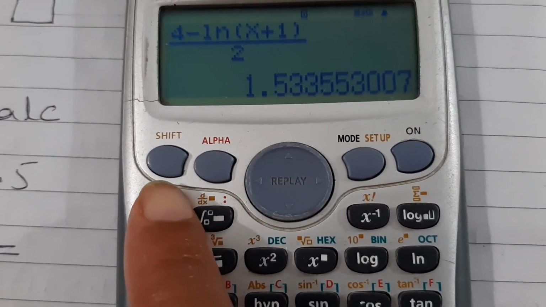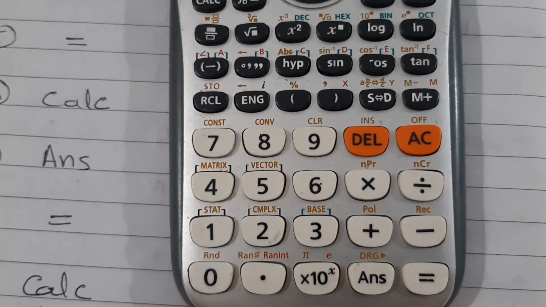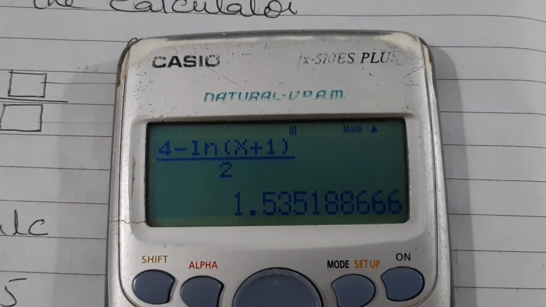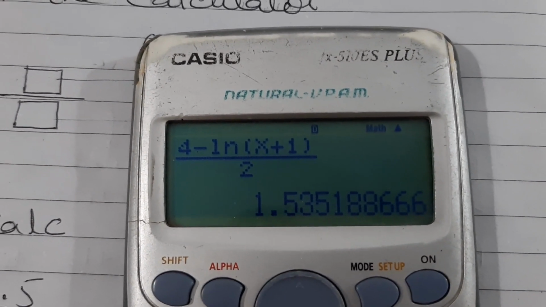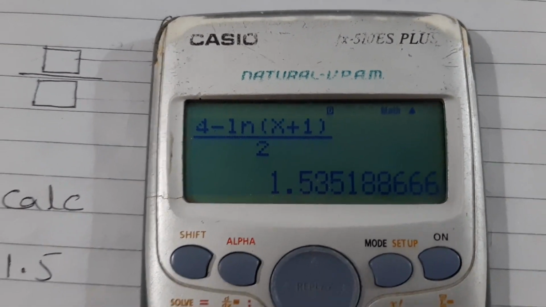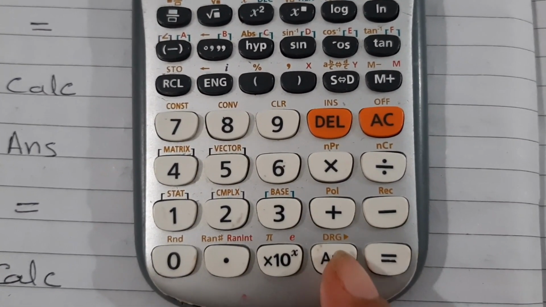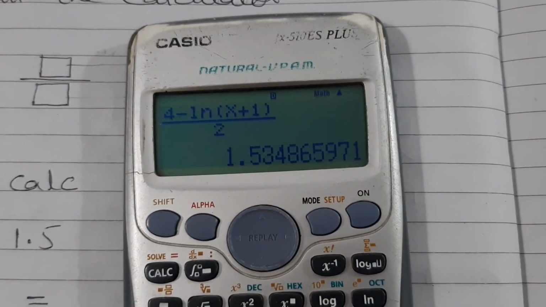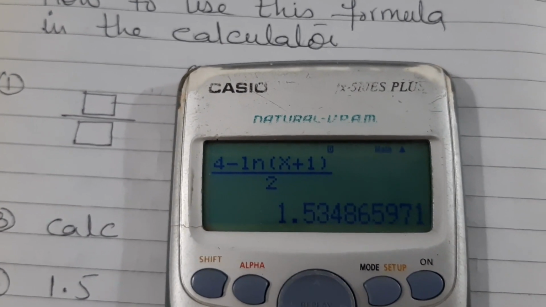So now I will press CALC again, then Answer and then equals to, and it is giving me the value of the third iteration, right? Now, the value of x for the fourth one. So I will again press CALC, Answer, equals to. And this is how I will keep writing the next values very quickly. You get my point? So this is how we use the formula to get the values.